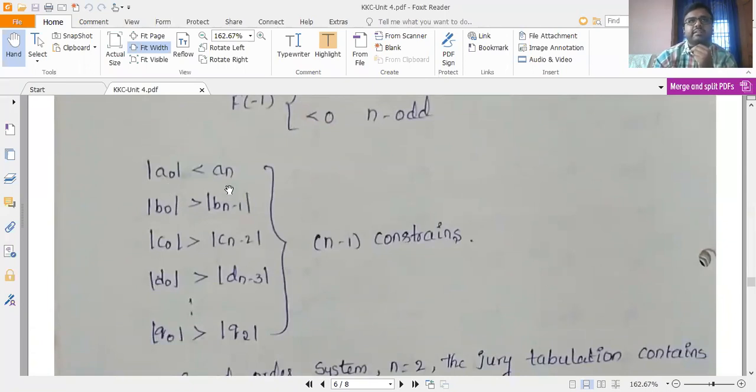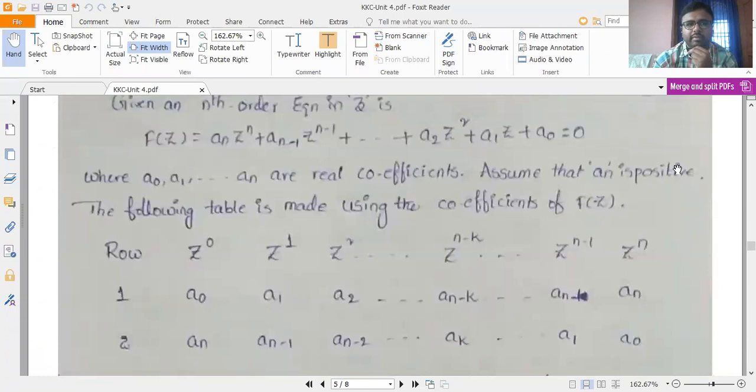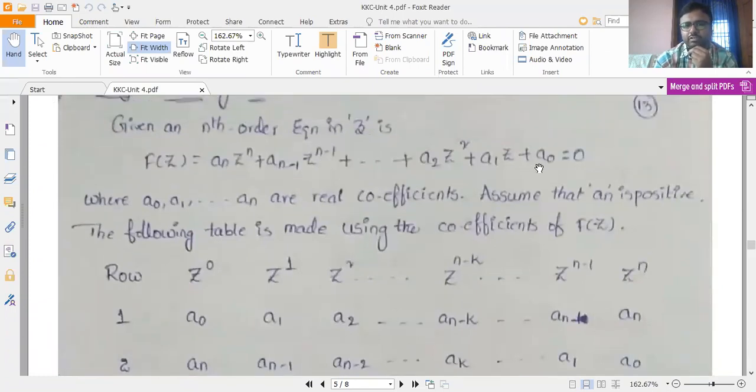That means the constant value has to be less than the starting value. The constant value means this is the polynomial table. A naught should be less than an. That means this particular constant value has to be less than the starting value of the polynomial.